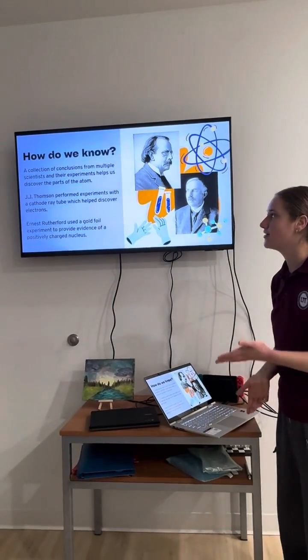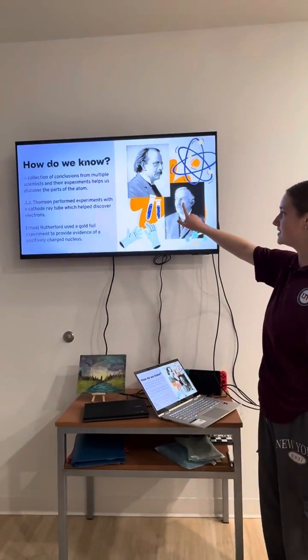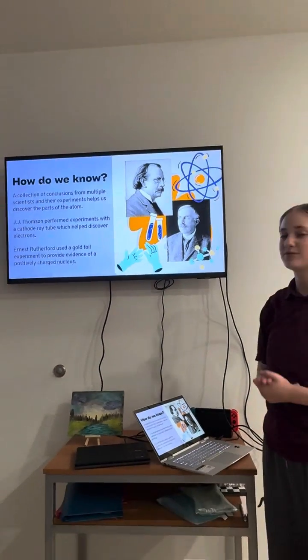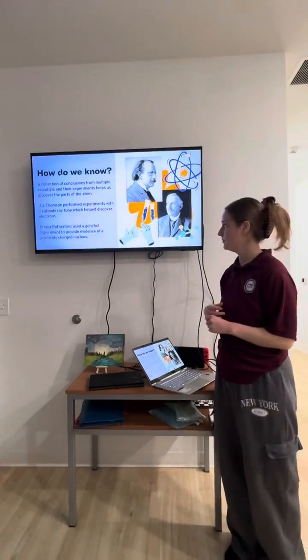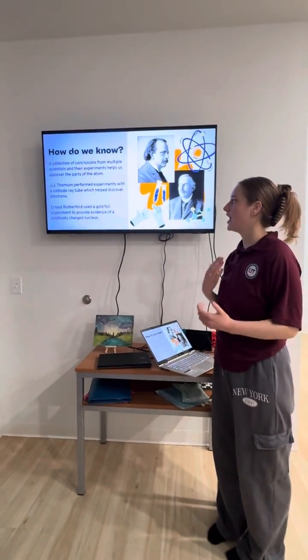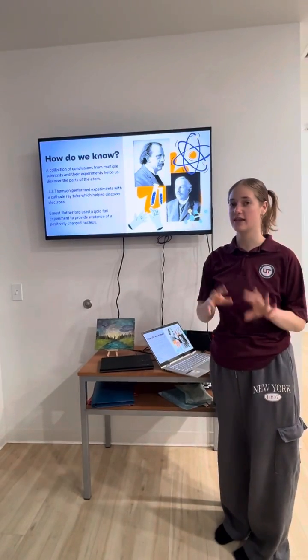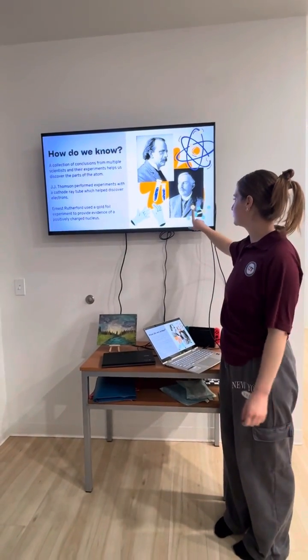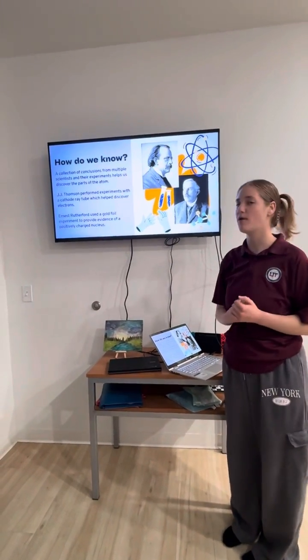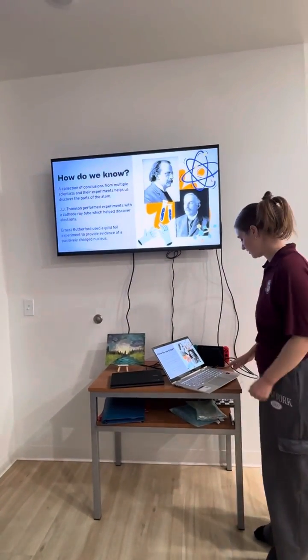How did we know this? How did we discover this? These two scientists, J.J. Thomson and Ernest Rutherford, helped us discover the parts of the atom. J.J. Thomson performed experiments with a cathode ray tube, which helped discover electrons. And then Ernest Rutherford used a gold foil experiment to prove evidence of a positively charged nucleus.